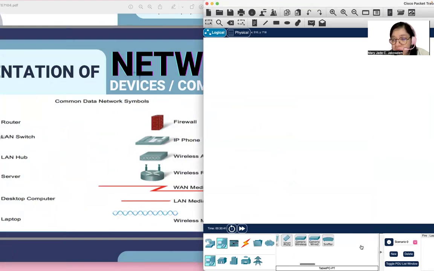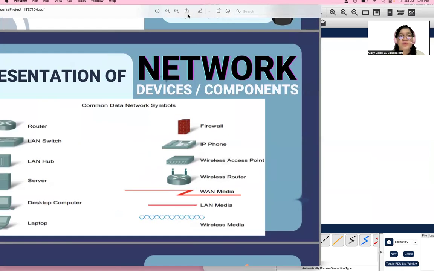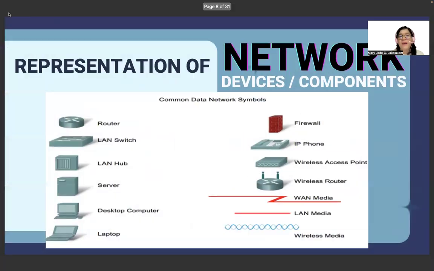Then, of course, you also have here your connections, your media. This is a WAN media. You also have your LAN media, wireless connection, and so on and so forth. So, going back, these are found in our Cisco Packet Tracer as well. So these are symbols that we should familiarize ourselves with because eventually we are going to be using them from time to time.